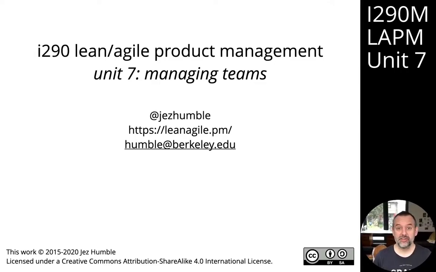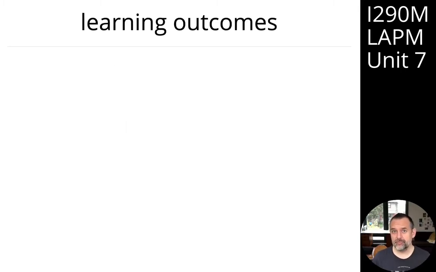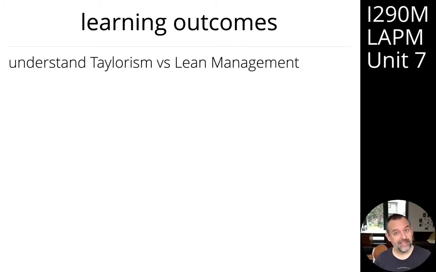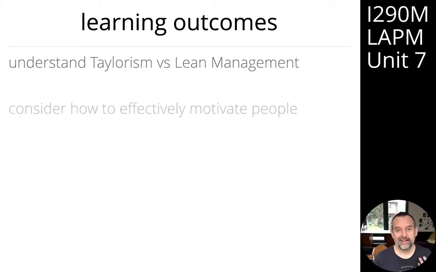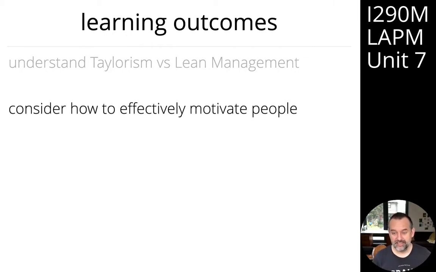All right, Unit 7, we're going to talk about how to manage teams. In this unit, we'll discuss two very different paradigms for thinking about the relationship between the people who do the work and management, which is Taylorism and lean approaches to management. We'll talk about how to effectively motivate people and teams.